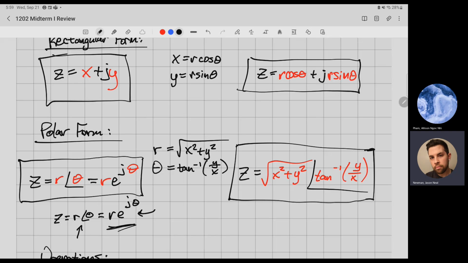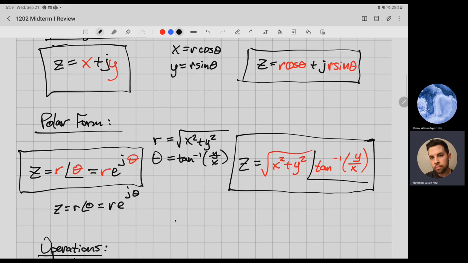At least I was. So whenever you write something that's z equals r angle theta, it's implied that e to the j is inside of that phasor. It's hidden. It's implied that it's there.